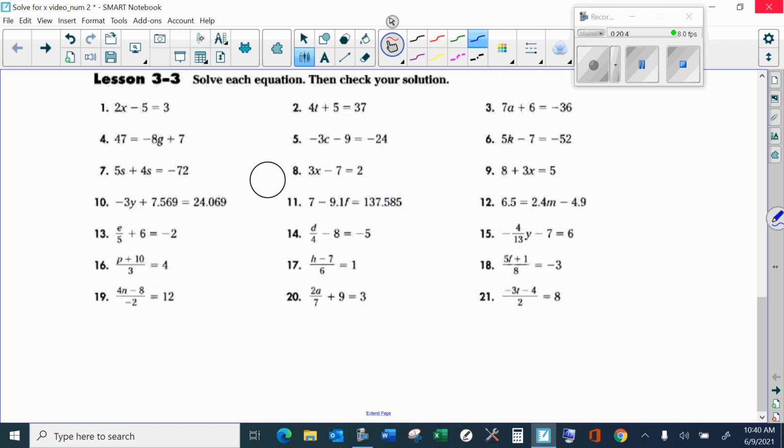Another thing I could have done, I could have looked at each of these terms and seen they all have a negative 3 in common. So I could divide each term by negative 3. Each one divides in evenly.